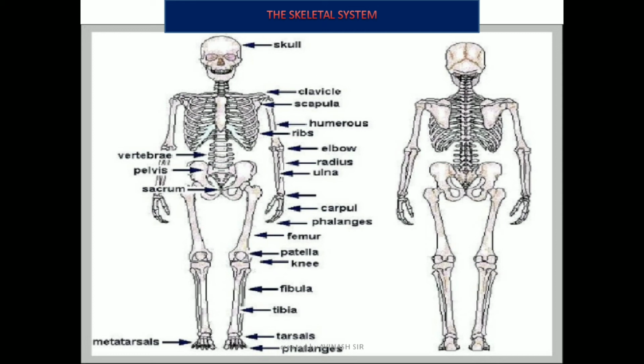Next is kneecap or patella. It is a triangular shaped bone. It is held in position by ligaments or tissues. It is above the knee joint. It protects.